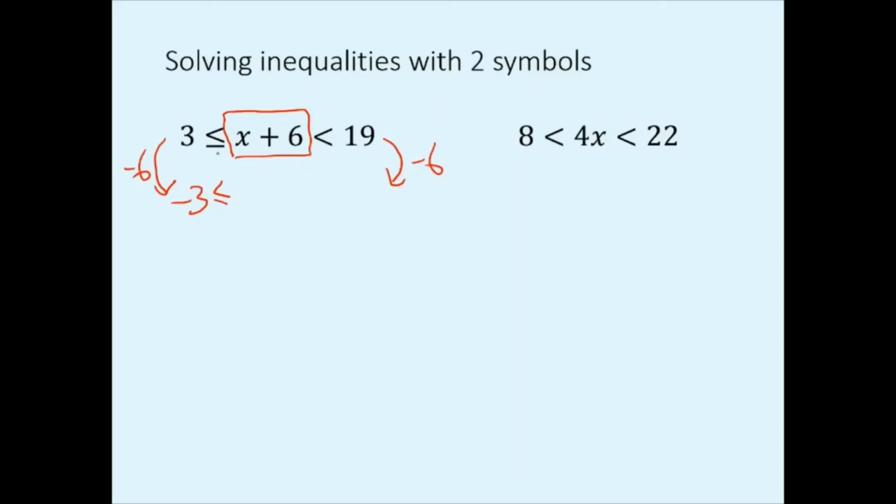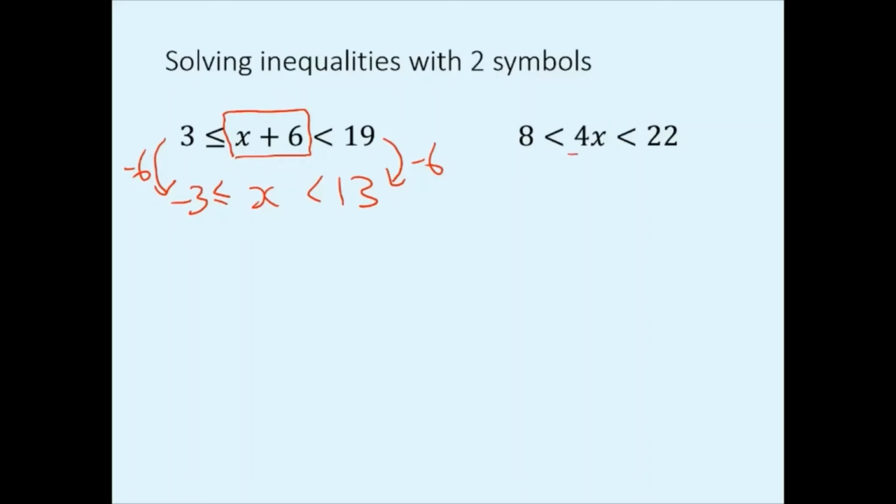Less than or equal to, because that's the sign I have. X in the middle, just a less than this time. And 19 minus 6 is 13. So I know that x is somewhere between minus 3 and 13. But it can't be 13 because that's too big.